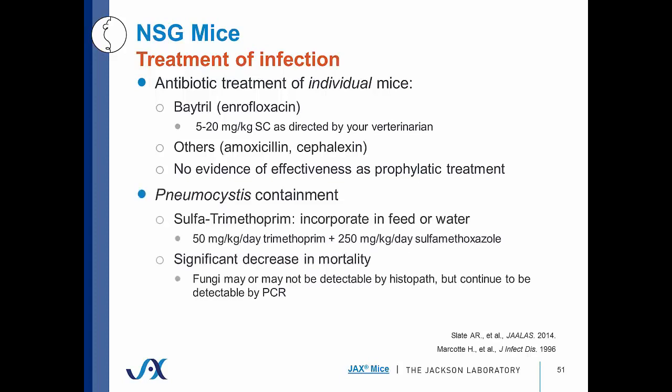Also, pneumocystis containment. If you have a pneumocystis infection in your colony, we have successfully used sulfa-trimethoprim incorporated either in the food or the water, and we recommend that you use that. But again, talking to your veterinarian and establishing a good relationship with them is probably the best option for you. Finally, rederivation to eliminate opportunists from the colony is another option if you find that there are several pathogens present in the colony that are difficult to reduce or get rid of.